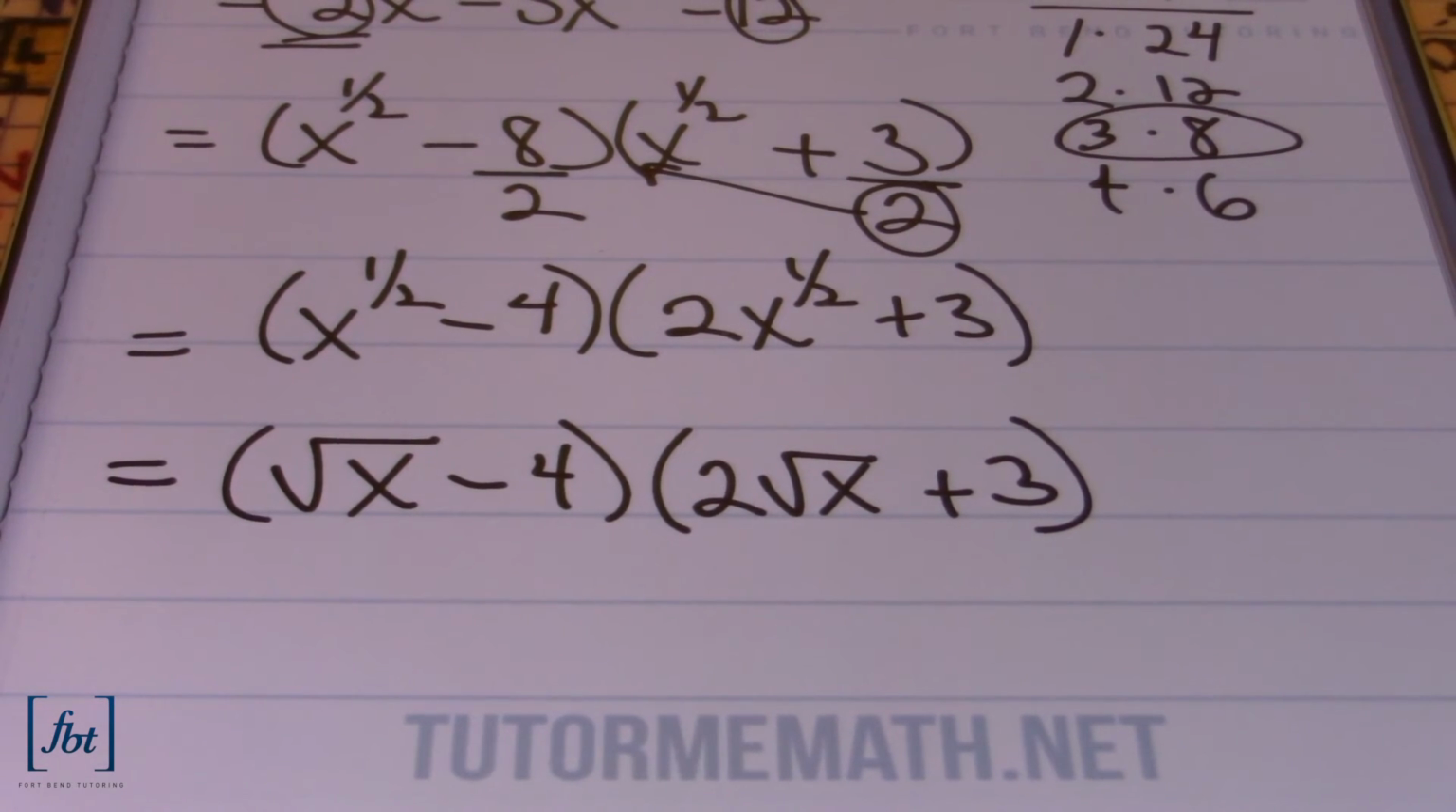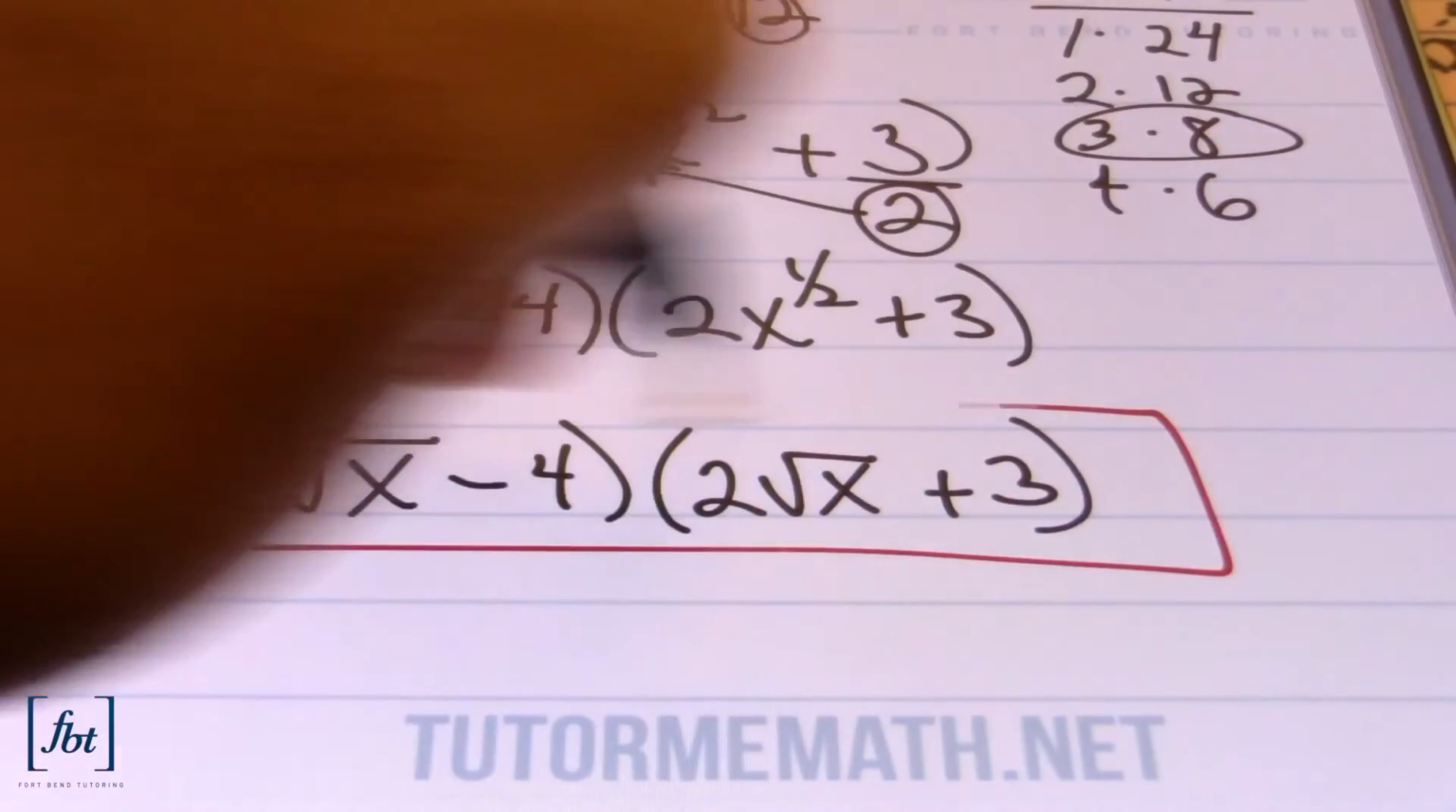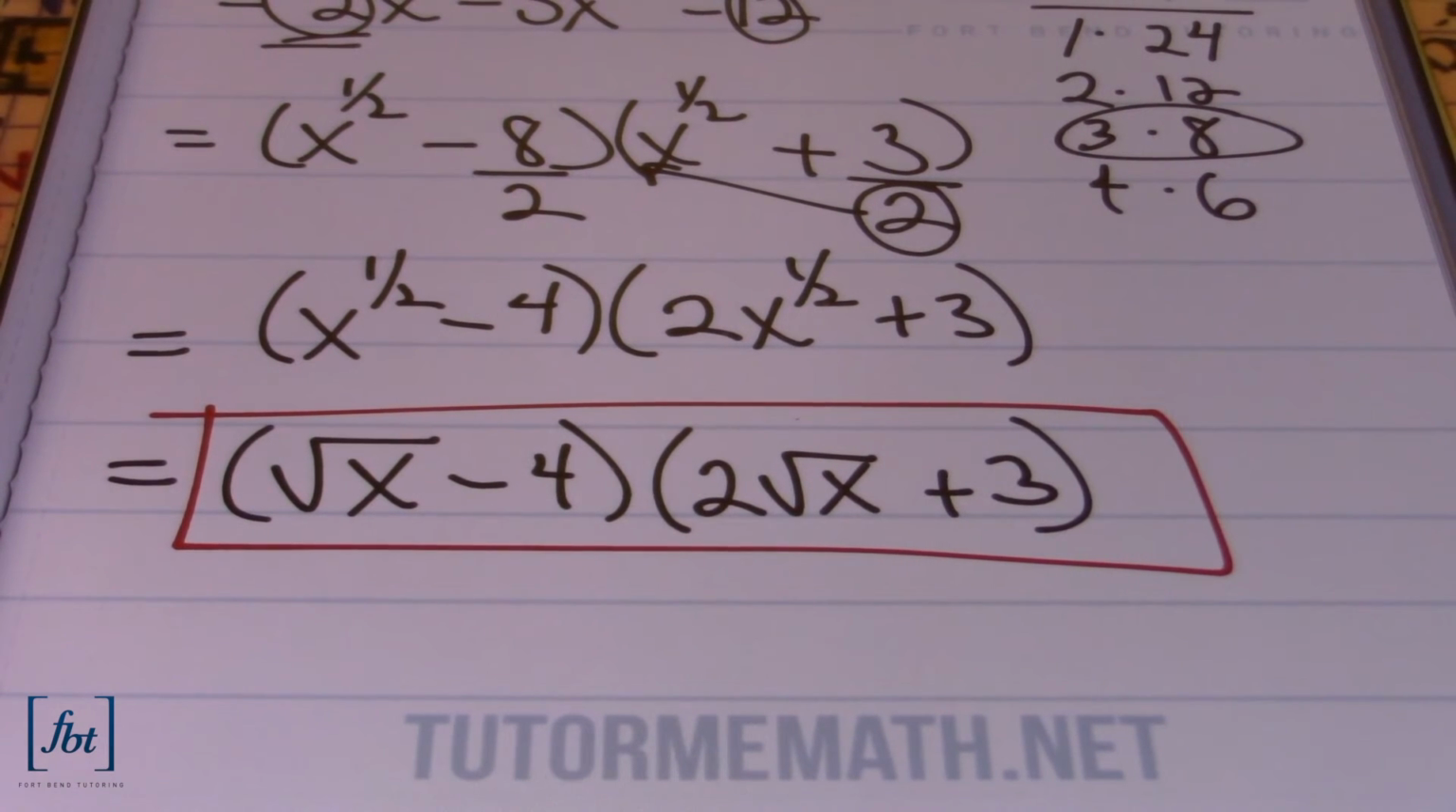We have our result. It's the square root of x minus 4 times 2 times the square root of x plus 3. Red box it. Red boxing it. And there you have it. This is problem number 7 factored. You got it. Wasn't bad, huh? Pretty neat. I liked it. It was fun.